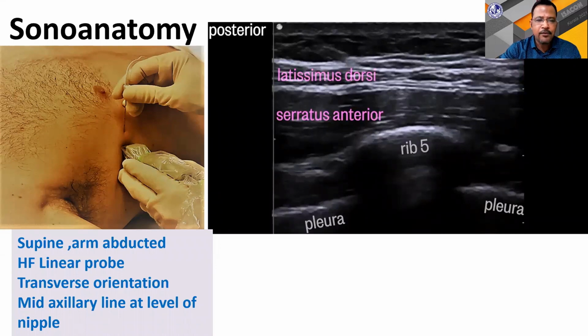The patient is placed supine with the arm abducted. A high frequency linear probe is used in a transverse orientation at the mid axillary line at the level of the nipple. And this is the sonoanatomy which I will get. This is the latissimus dorsi muscle. This is the serratus anterior muscle. And this is the rib. This is the intercostal muscle and pleura. And you can see the pulsating thoracodorsal artery here in the sonoanatomy.